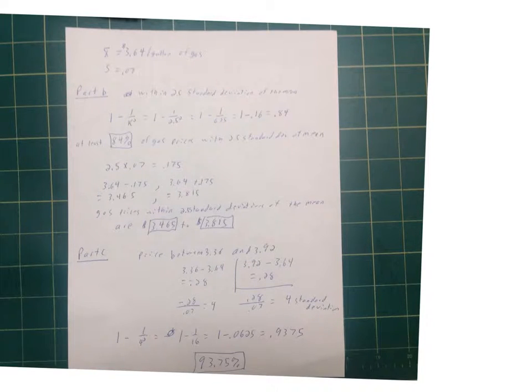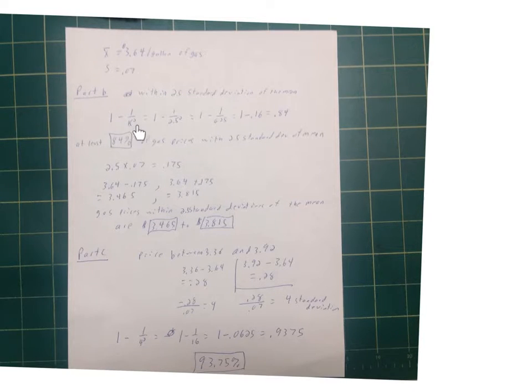You did okay on part A, but part B and C, I guess, you ran into some problems. Let's see, part B, you want to find out what percent of the scores will be within, at least, 2.5 standard deviations of the mean. And so this is the formula you need to use.